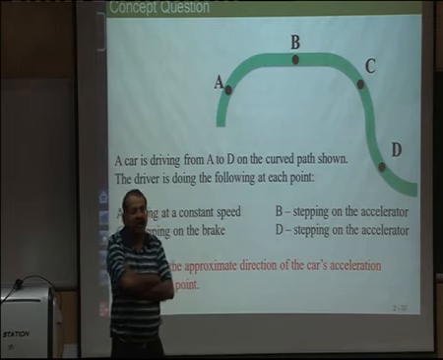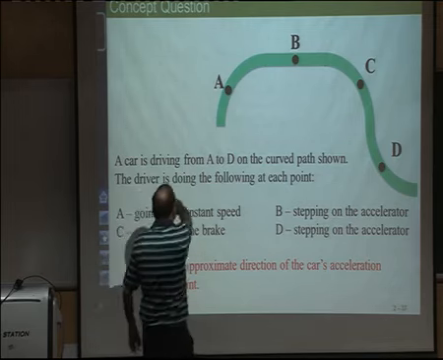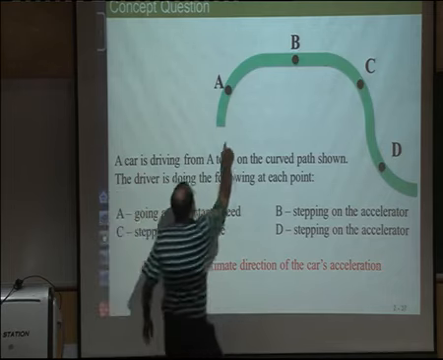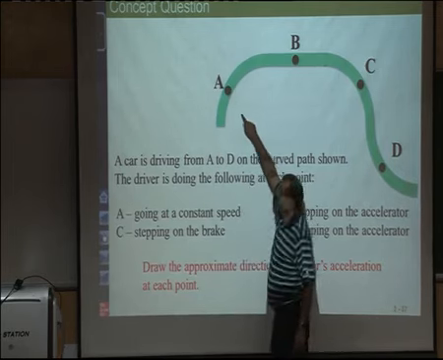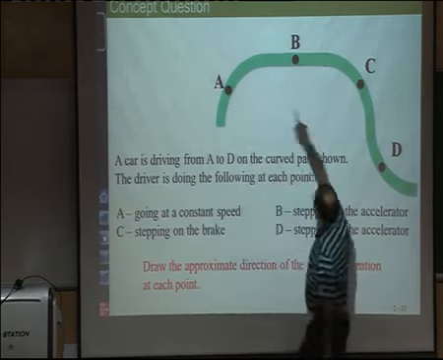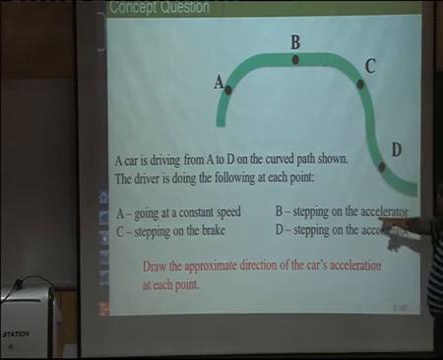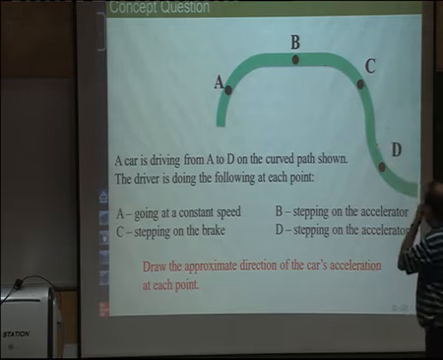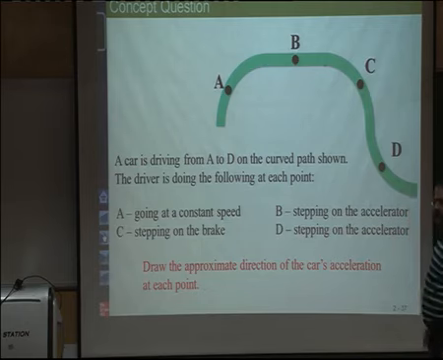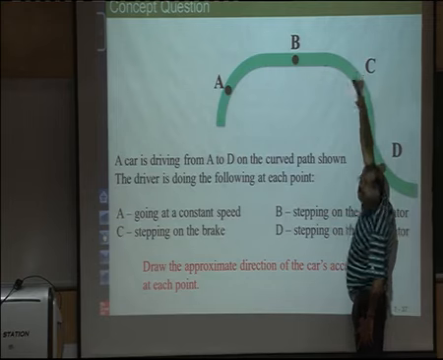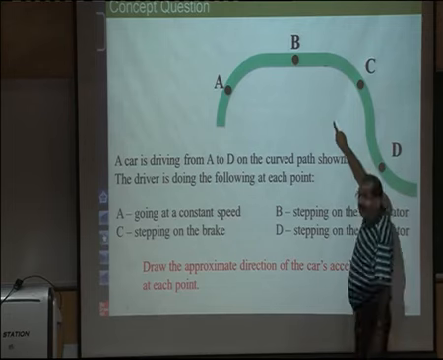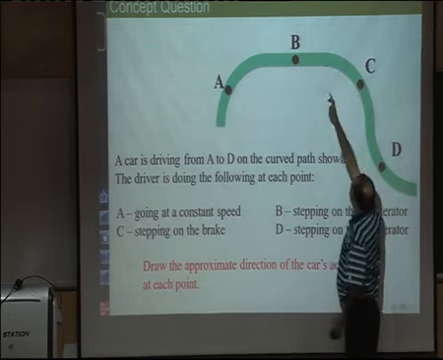What will happen at point A? There will be only, because he is doing it at a constant speed, that means the tangential component will be 0. There will be just a normal component like this, towards the center. At B, it's a straight path, but he is stepping on the accelerator. So acceleration will be in the horizontal line from B to the right. At C, what is happening? At C, stepping on the brake. So that means the tangential component of acceleration will be upward, basically in that direction, and a normal component will again be toward the center. So the resultant will be somewhere like this.